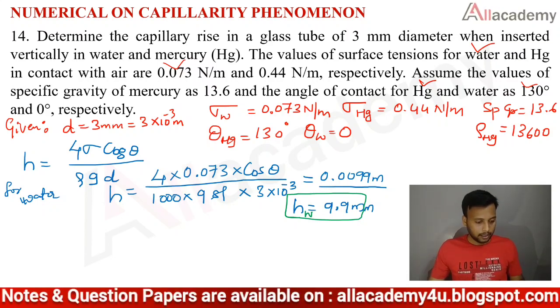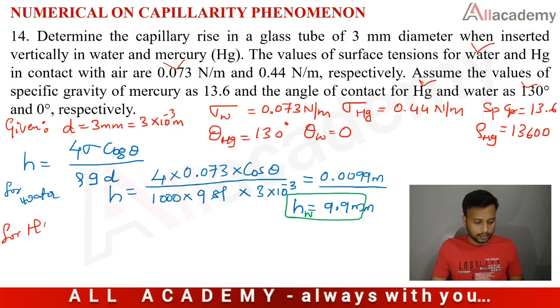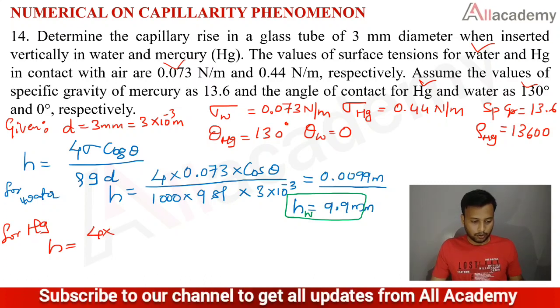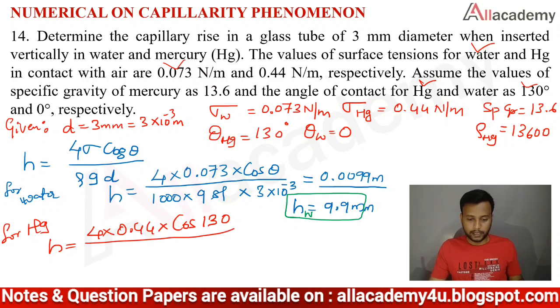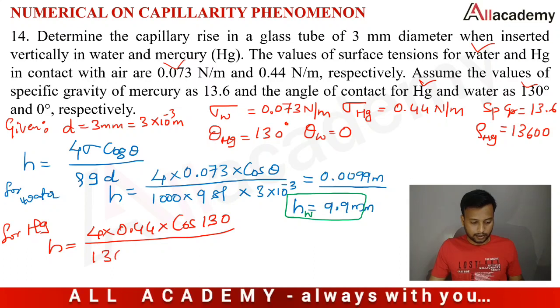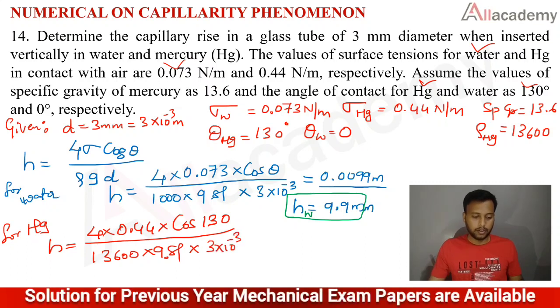Okay, similarly now let us substitute for Hg, that is mercury. Now h will be equal to 4 into, now here you need to consider the surface tension of Hg, that is 0.44, into cos 130, because the angle of contact for mercury is different as already mentioned. Now again density is 13,600 into 9.81 into diameter, the same diameter of tube is used. So what will you get?